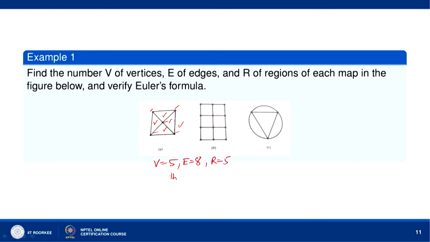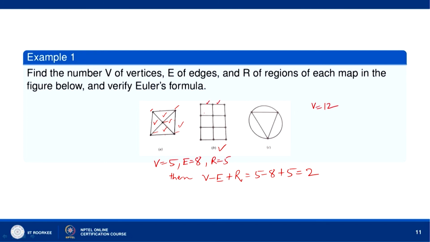So, then V minus E plus R, 5 minus 8 plus 5, equals 2. So, that verifies the formula. And here, how many vertices are there? 1, 2, 3, 6, 9, 12. So, V equals 12 for part B. And then how many edges are there?